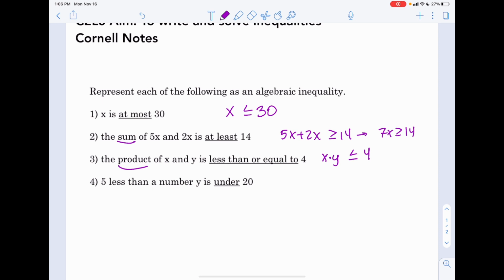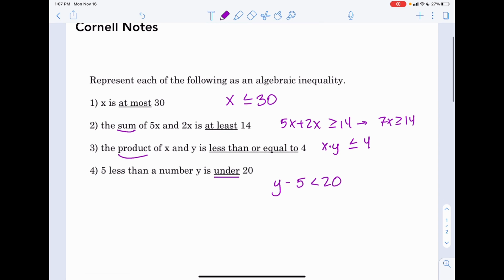Number 4, 5 less than a number, y, is under 20. So it's a little bit of a strange phrasing, but that just means it's less than, not equal to. So the number y, 5 less than that, is less than 20. So those are going to be the way that we rewrite these words into expressions and inequalities.